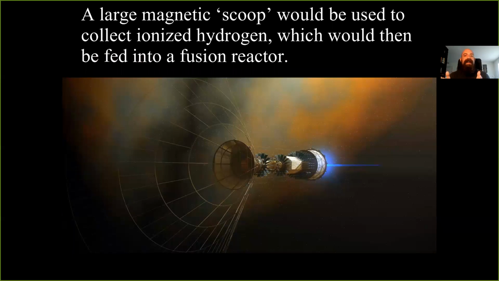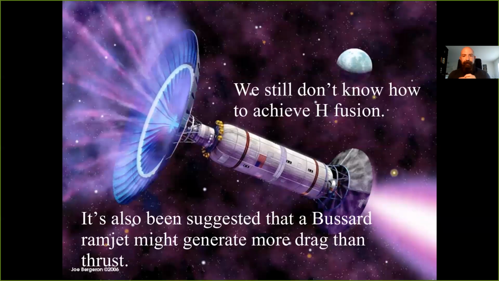So because ionized hydrogen responds to magnetic fields, it has to follow magnetic field lines. If you use a huge magnetic scoop, then you can grab all of that ionized hydrogen and channel it towards your fusion engine. So in this case, you don't need to carry your fuel with you at all. You're just harvesting it as you go. And in fact, the faster you go, the more rapidly you're able to gather fuel. So this design actually increases in efficiency as you go faster.